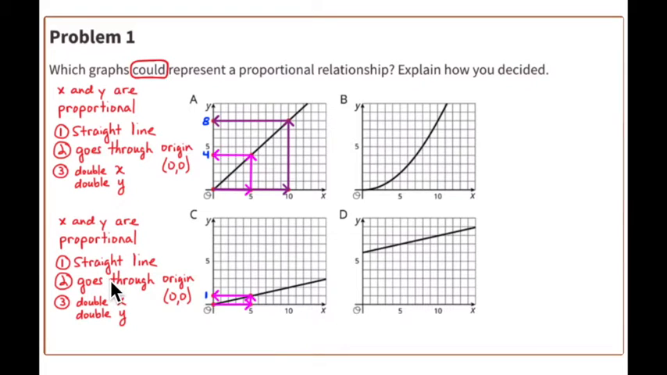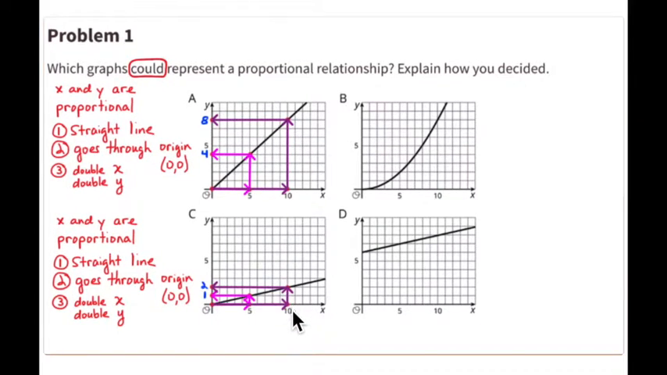Also, C is a proportional relationship. X and y are proportional. Straight line goes to the origin 0, 0. And when x is doubled from 5 to 10, y should be doubled from 1 to 2 if it's proportional, and it is. So both A and C could represent proportional relationships.